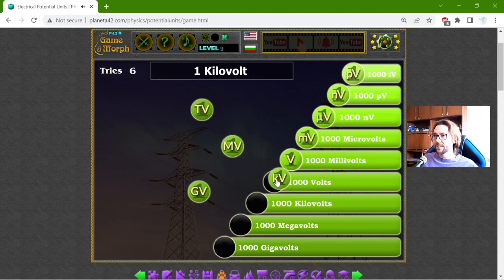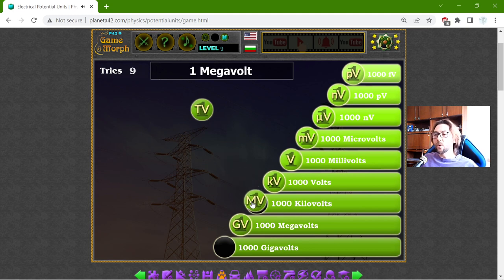And the bigger one, the kilovolt, should be equal to 1000 volts. The 1 megavolt should be equal to 1000 volts. 1000 megavolts. Okay. 1 megavolt should be equal to 1000 kilovolts.